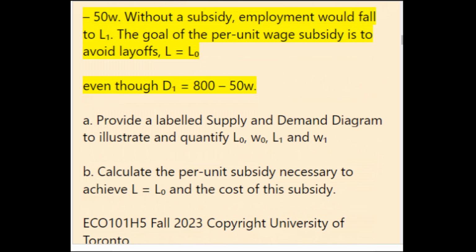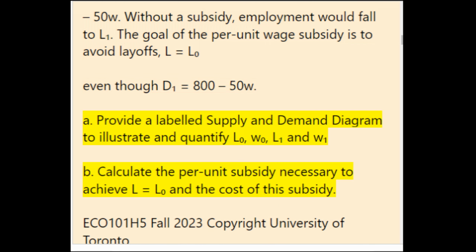The goal of the per unit wage subsidy is to avoid layoffs, L2 = L0, even though D = 850 - W. A. Provide a labeled supply and demand diagram to illustrate and quantify L0, W0, L1, and W1. B. Calculate the per unit subsidy necessary to achieve L2 = L0 and the cost of this subsidy.